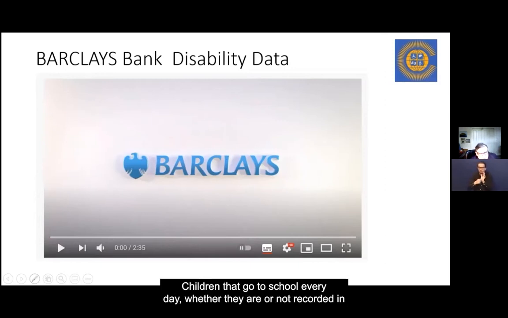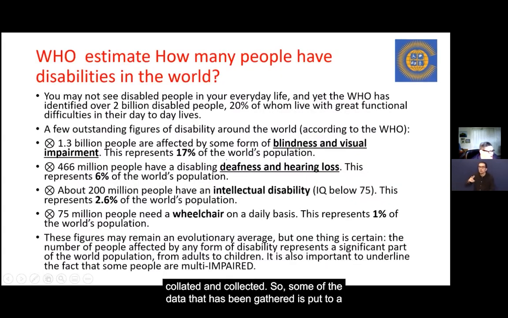Children who go to school every day have whether they're there or not recorded in a register. So we actually have data for all children in the world, whether they're in school or not that day. If we record whether they're disabled as well, and what type of disability they've got, we can actually get data for school attendance for all children in the world, or if they're not in school at all. So you can see how that sort of data would make a huge difference if it was properly collated and collected. So some of the data that's been gathered is put to a business case here by Barclays.